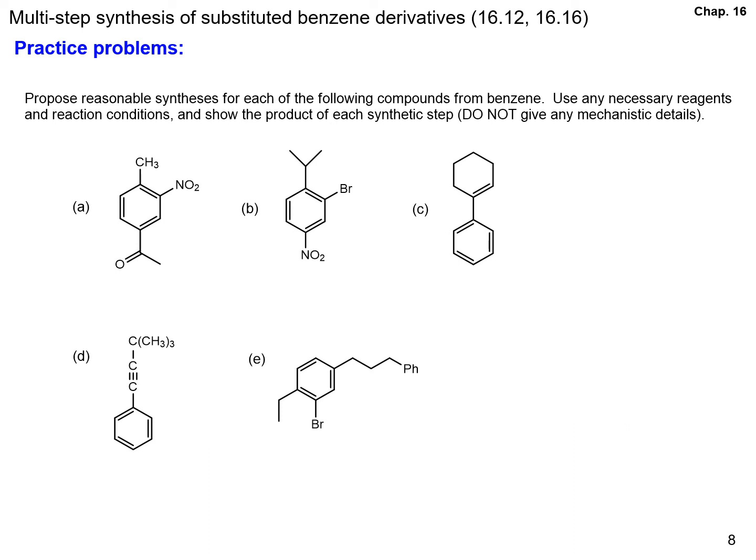Propose reasonable syntheses for each of these 5 compounds, starting from benzene. Use any necessary reagents and reaction conditions, and show the product of each synthetic step. You do not have to show retrosynthesis. You can use retrosynthesis in order to come up with reasonable strategies. And of course, as with any synthetic problem, you do not give any mechanistic detail. So no arrow pushing, no cations, anions, nothing like that. Just propose a synthesis. Solutions will be posted.